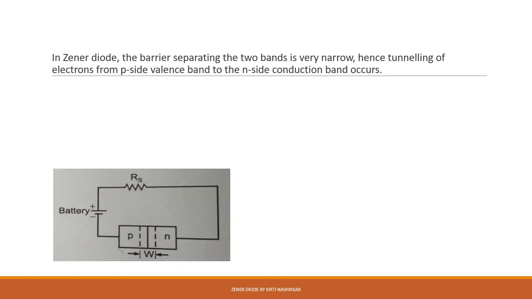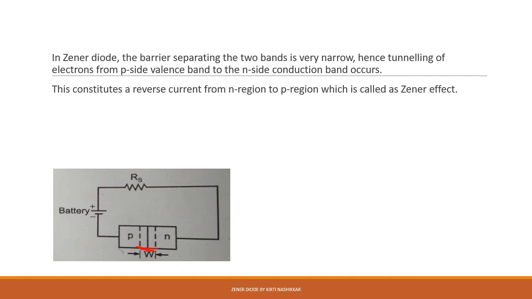So in the Zener diode, the barrier separating the two bands is very narrow. Hence tunneling of electrons from the p side valence band to the n side conduction band occurs. This width is very narrow in the case of the Zener diode. So that's why tunneling of electrons from the p side to the n side occurs in very large amounts.